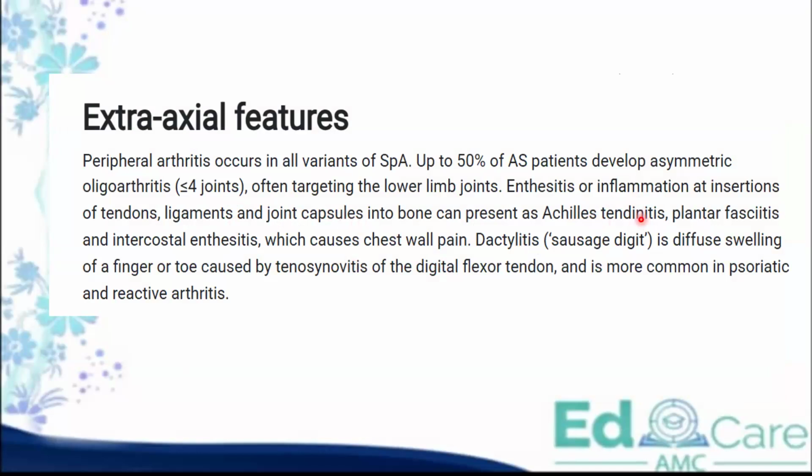Enthesitis is inflammation at the insertion of the tendons, ligaments, and joint capsules. Achilles tendonitis is where you get the heel pain, right? Plantar fasciitis, again heel pain, and then intercostal enthesitis, around the ribs, which causes chest wall pain. Then you can get dactylitis. These are sausage digits where the fingers are swollen and inflamed, due to tenosynovitis of the digital flexor tendon. This can also be seen in psoriatic arthritis and reactive arthritis, right?